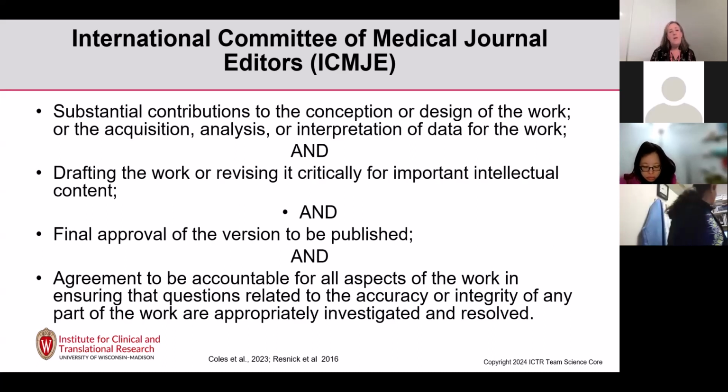So you should be on the paper if you've had a substantial contribution to the concept or design of the work, acquisition, analysis, or interpretation.